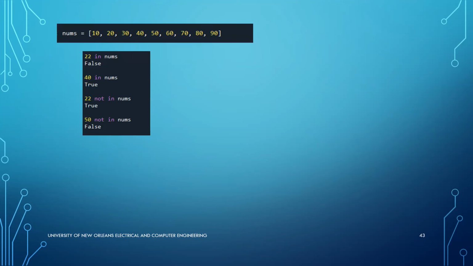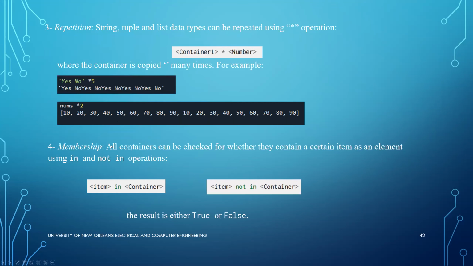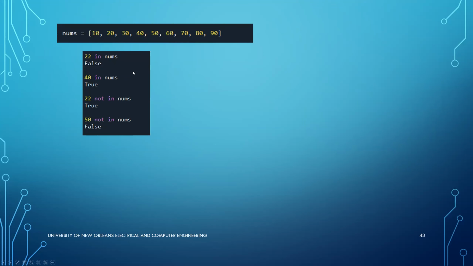So a quick example here, going back to our nums list again. Let's say I ask, according to notation, is 22 in nums? Well, the answer is going to be false because 22 is not included in nums, okay? On the other hand, if I write the statement 40 in nums, well, 40 is in nums, so the result will be true.